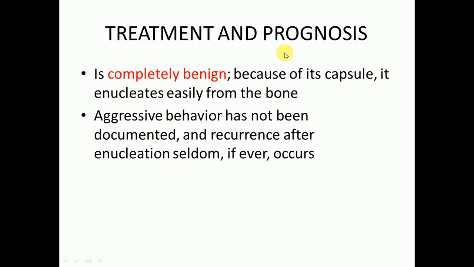If you talk about treatment and prognosis, it is completely benign because of its capsule. Remember, the difference between a benign and malignant lesion is the capsule. If the capsule is there, then it means it will be a benign lesion. It enucleates easily from the bone, so enucleation will be the treatment of choice for adenomatoid odontogenic tumors. Aggressive behavior has not been documented, and recurrence after enucleation seldom, if ever, occurs.